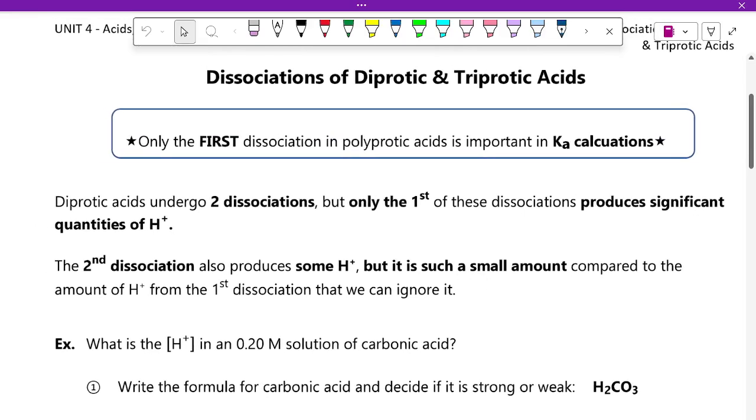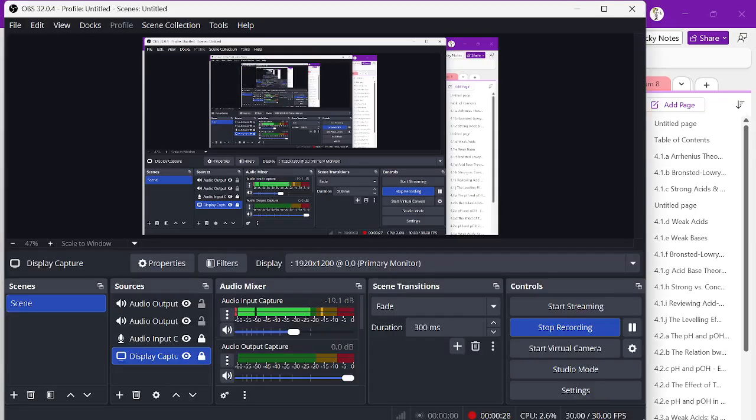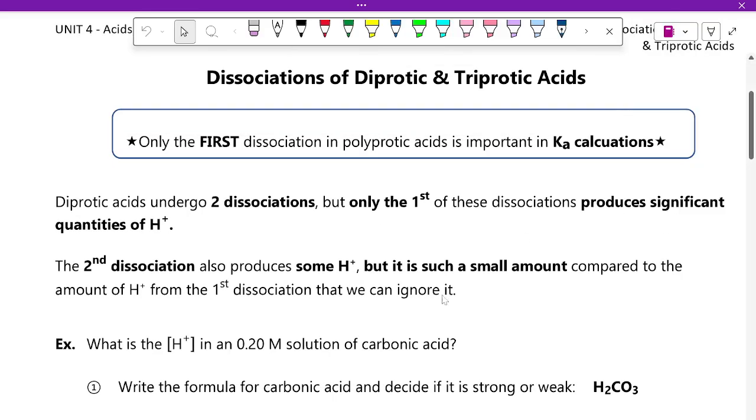All right, so dissociations. Oh, I need to make sure that the sound is recording also. And why is it making all this stupid noise? There we go. Is my sound recording? Yes, my sound is recording. Yay! We are on page 96.